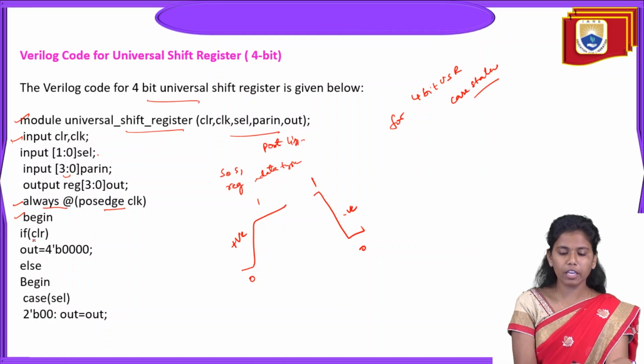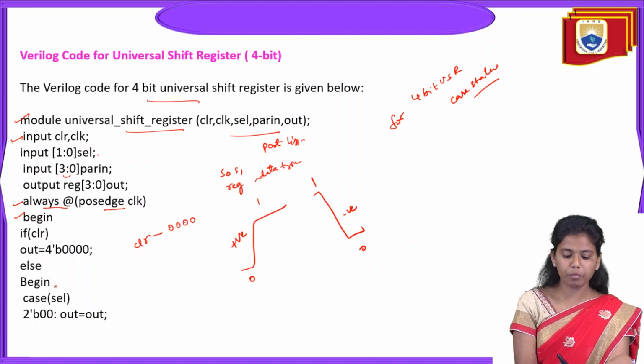So always begin, if clear. If everything is clear, the output should be 0000, right? So it's a 4-bit universal shift register, and our output should be 0000 when it is clear. Else, if it is not clear, what happens is begin.